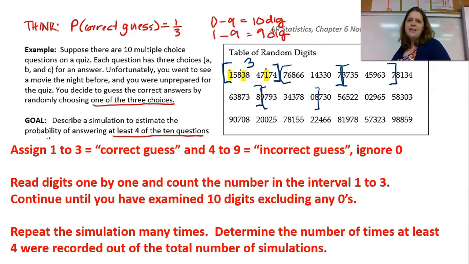It says, suppose there are 10 multiple choice questions on a quiz. Each question has 3 choices, A, B, and C for an answer. Unfortunately, you went to see a movie the night before and you were unprepared for the quiz, and you decide to guess the correct answers by just randomly choosing one of 3 choices. Okay, so we want to describe a simulation to estimate the probability of answering at least 4 of the 10 questions correct. Okay, so can you get at least 4 of the 10? Can you score 40% on this test? All right. Now, if you think about it, the probability of getting a correct guess is 1 out of 3 if there's 3 answer choices.